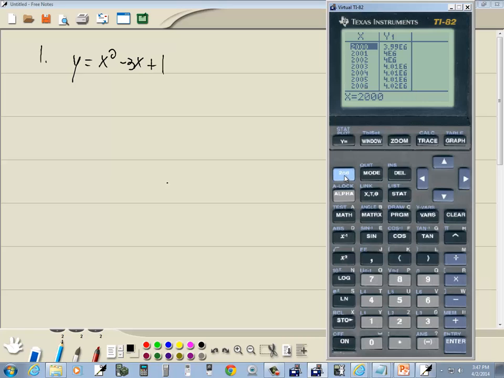Now I'll do second window, go back to my table setup. Let me set that back to 1. This next one, delta TBL, that's what it changes by. I can change that to 10 if I wanted to, and press enter. And now if I go to my table, second graph, you see it changes by 10s.